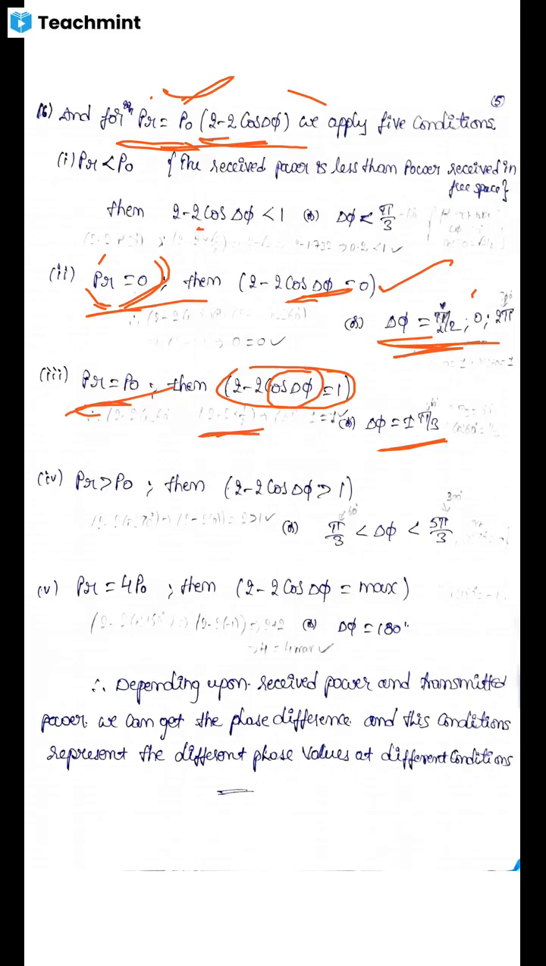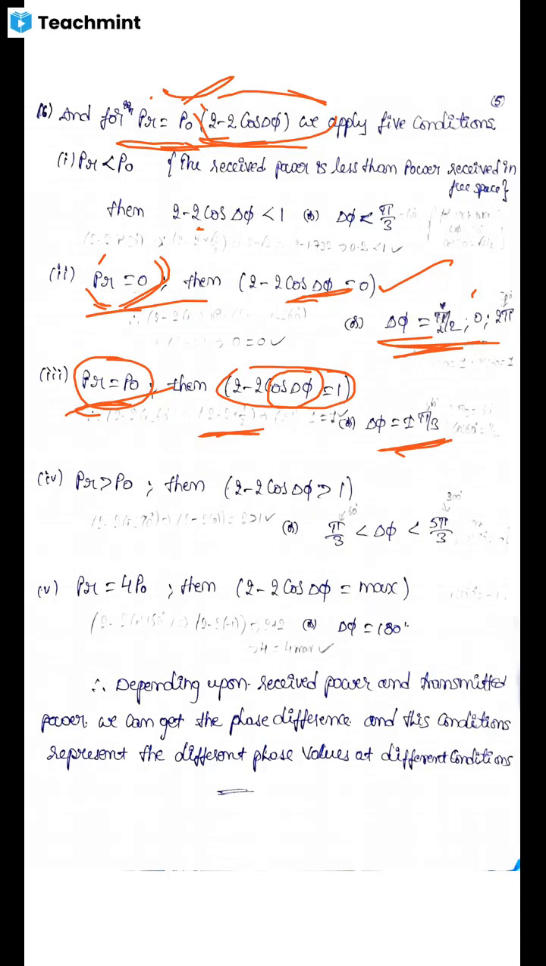So substitute here, 2 minus 2 into 1 by 2. So I will get 1. So 2 minus 1 is 1. So 1 into P naught, P naught. So PR is equal to P naught is the condition we got when del phi is equal to plus or minus pi by 3.